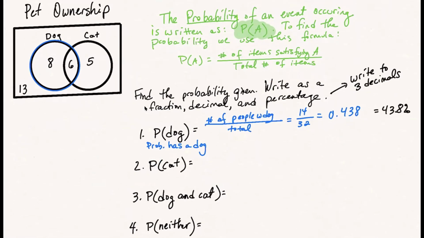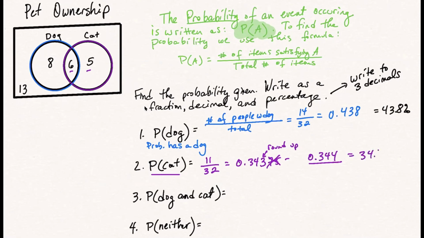Okay, so next let's find the probability that somebody owns a cat. Remember, all the cat owners are inside this circle here. So we see we have a total of 11 cat owners out of those 32. As a decimal, that is 0.34375, but we only want 3 decimal places. So we want to get rid of those, which means we need to round this one up. So what we're going to get is 0.344, or 34.4%. And remember, to find the percentage, we multiply by 100.